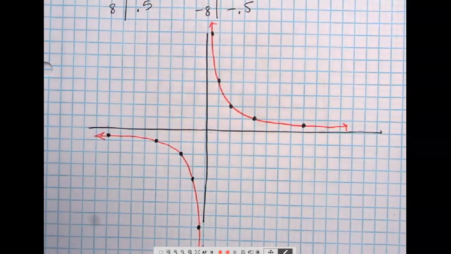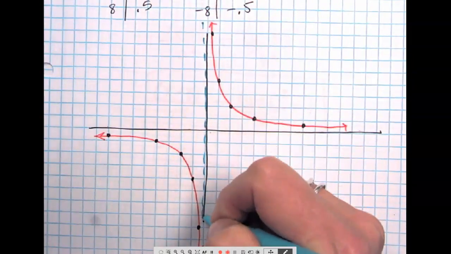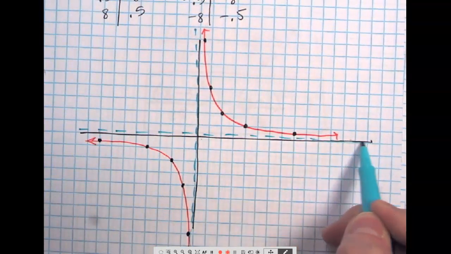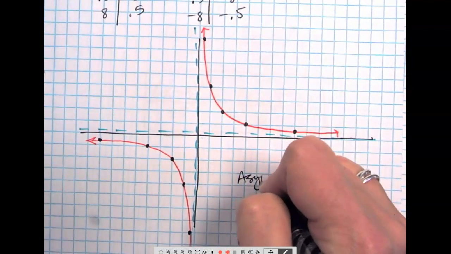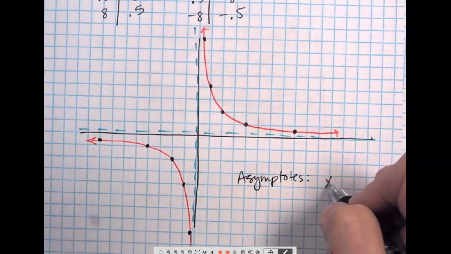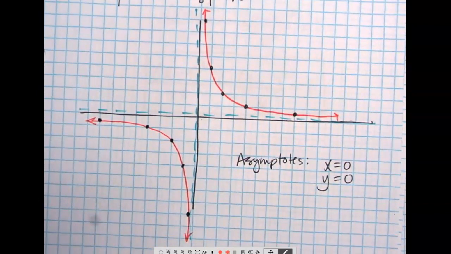Do I have 2 asymptotes? Are there lines that the graph is approaching? Yes. They are approaching both of these axes, the x-axis and the y-axis. So those are the asymptotes. What are the equations for those lines that I just dotted? X equals 0 and y equals 0. And that's like the name of the x-axis and the y-axis, right?